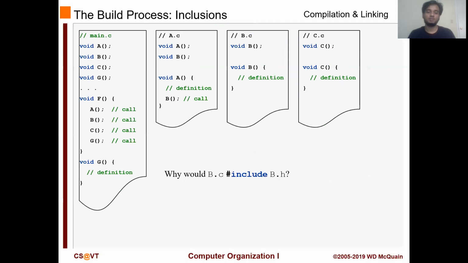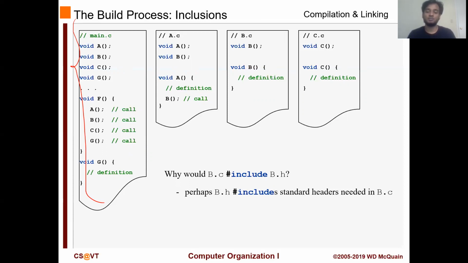The build process: inclusions. This is what the code will look like after the preprocessing. The #include lines will be removed and replaced by whatever content was inside them.